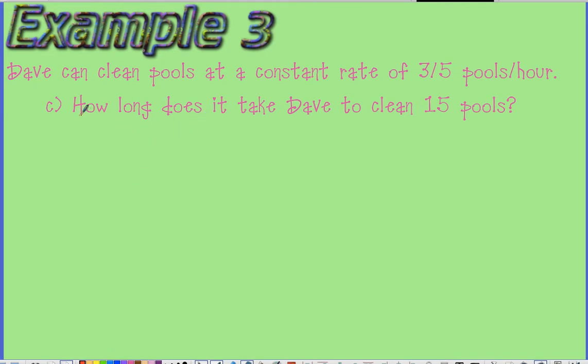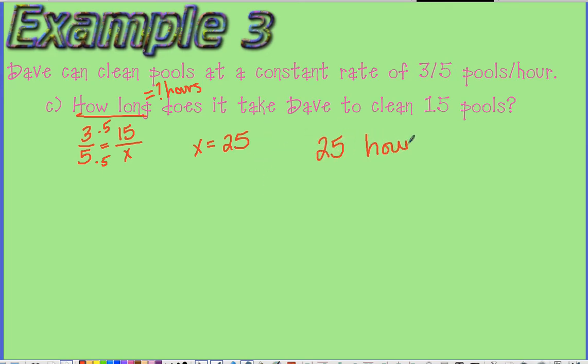All right, so here we want to know how long does it take Dave to clean 15 pools. So again, you can use equivalent ratios, but you need to be able to do both. So don't just count on being able to do this. And we have 15. And we want to know how many hours that is. So how long would mean how many hours. I know that if I multiply by 5 and I multiply by 5, I get x is equal to 25. So it'll take him 25 hours to clean 15 pools.